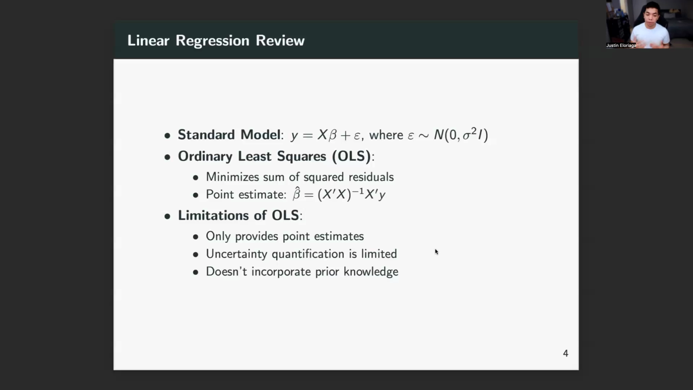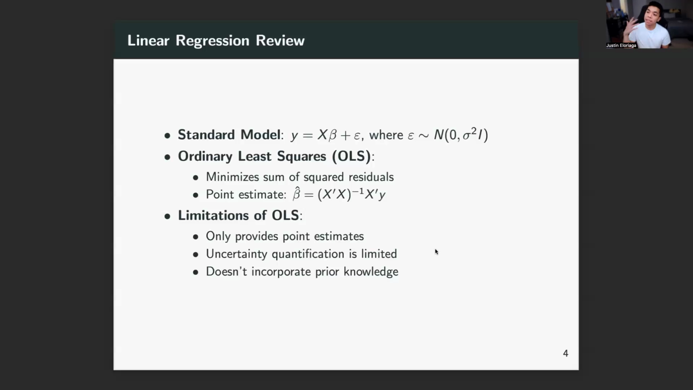Now, in the frequentist sense, we've discussed the limitations of OLS. The first is that it only provides a point estimate. It doesn't provide a distribution, but rather a single answer, a single number. The second is that the uncertainty quantification is quite limited, to having errors and confidence bands around it. And the last, which we alluded to, is that this estimate doesn't really incorporate prior knowledge. All you need to come up with the estimate is the data itself.